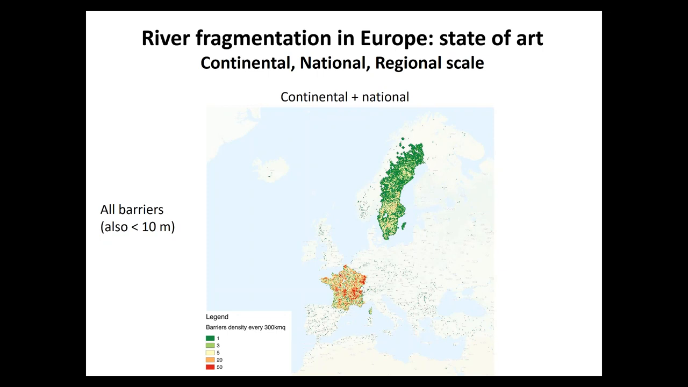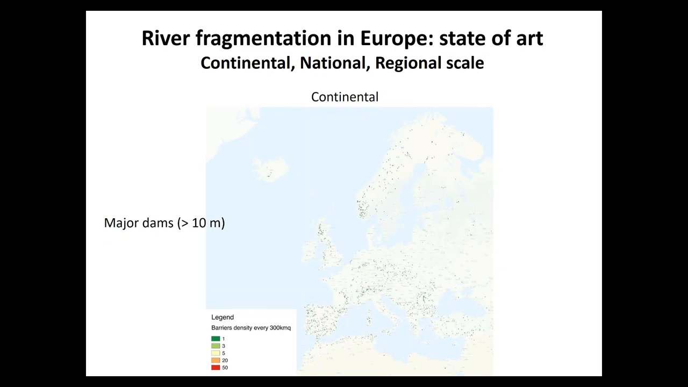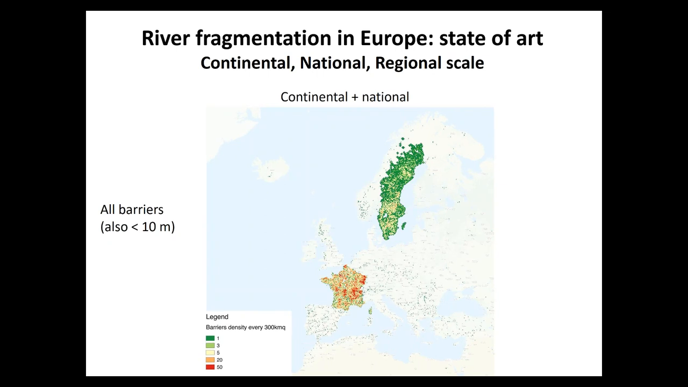And so we plotted these databases on our maps, and these databases in particular also include information on barriers that are lower than 10 meters. So the situation for barriers higher than 10 meters is this one. But when we include databases that have more detailed information, we can see that probably the problem of river fragmentation is worse than what we expected.